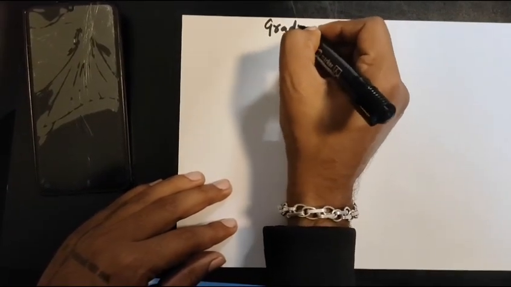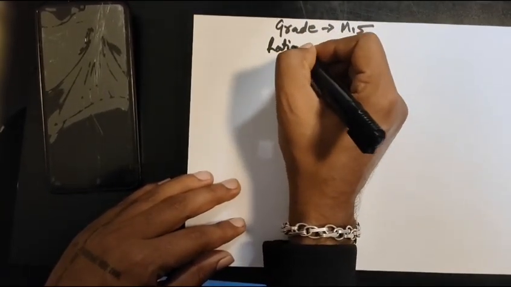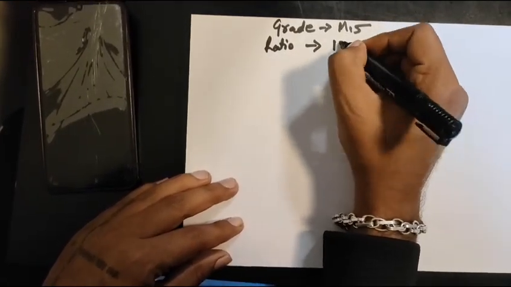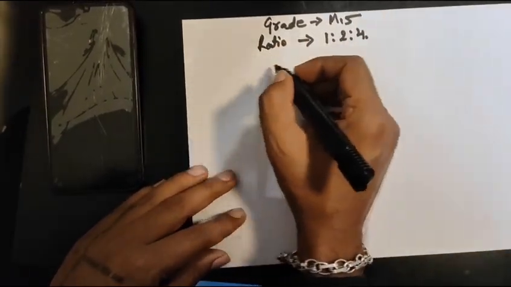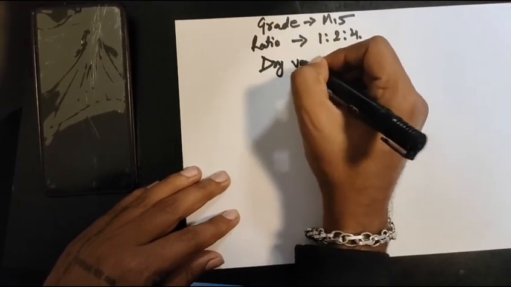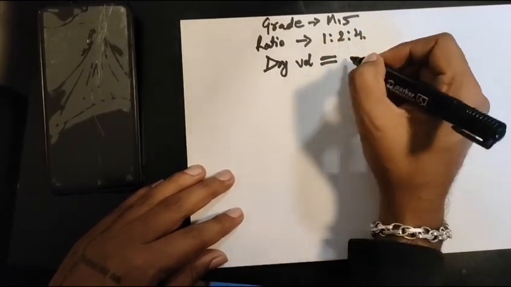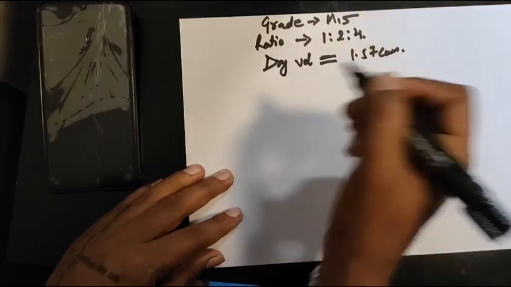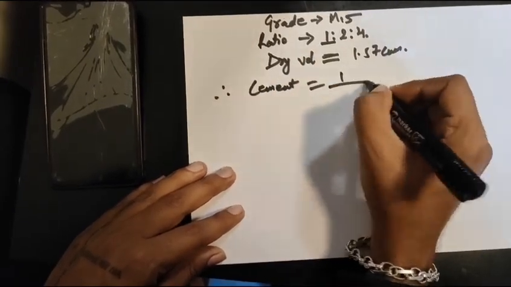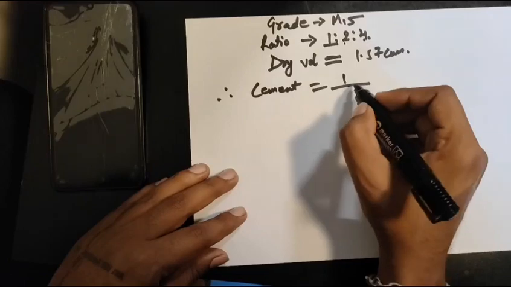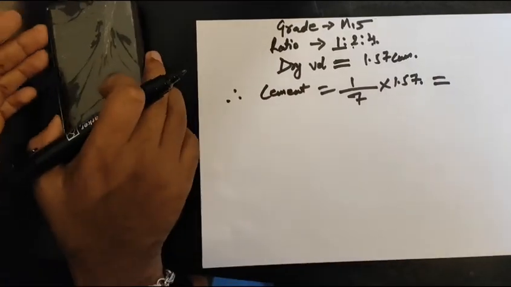So our next grade is M15, and whose ratio is 1:2:4. As I've already shown you the dry volume, because we have the assumption that our wet volume is 1 cubic meter, our dry volume is going to be 1.57 cubic meter. Therefore the quantity of cement is going to be the ratio of cement divided by sum of the ratios, 4 plus 2 is 6, plus 1 is 7, multiplied by 1.57, which is our dry volume quantity.